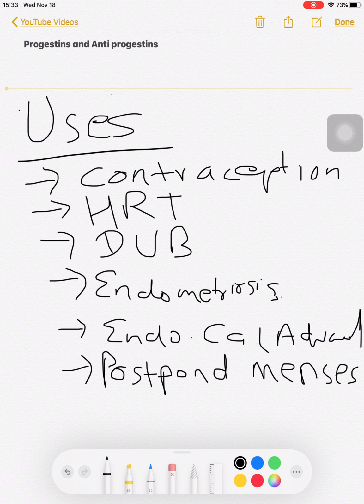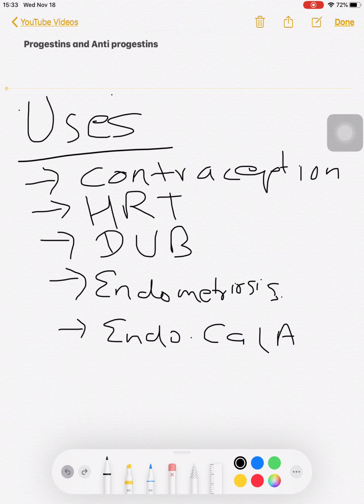So these are the uses: first contraception, then hormone replacement therapy, DUB, endometriosis, advanced metastatic endometrial carcinoma, and postponement of menses. These are the uses of progestins.